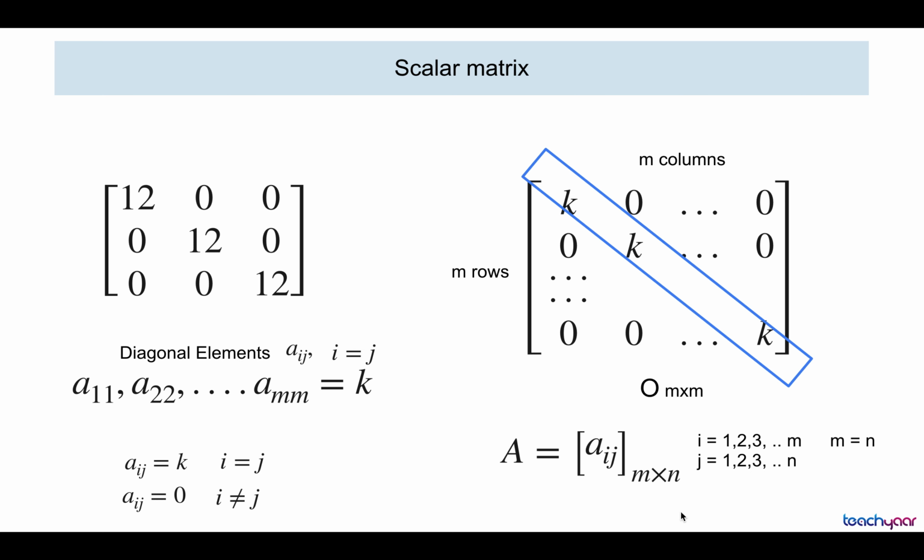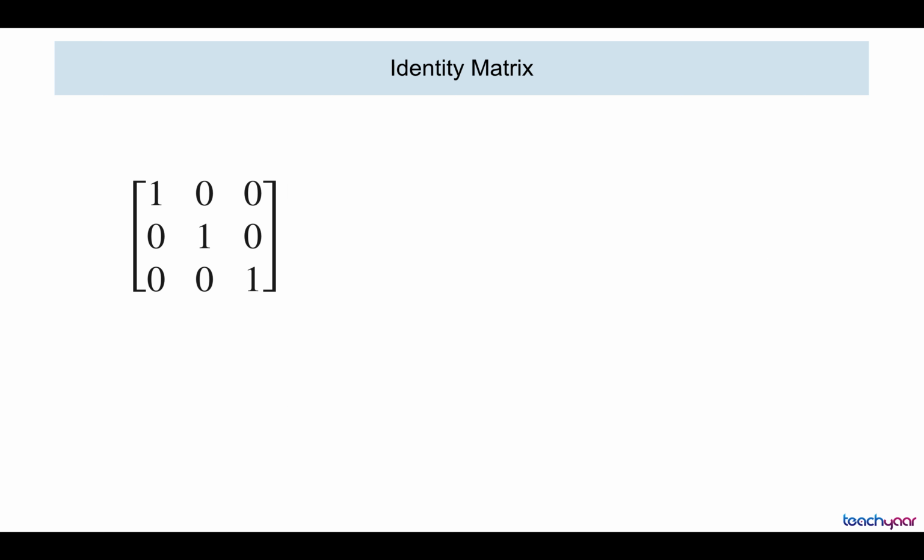Now what happens if the scalar, which means in this case k, is 1, right? I just told you that in a scalar matrix you can multiply a scalar with a matrix called an identity matrix, and an identity matrix is a matrix where all the elements on the diagonal are 1 and all the other elements off the diagonal are 0. So in this 3 by 3 matrix, a11 is 1, a22 is 1, a33 is 1, a21 is 0, a12 is 0, every other off diagonal element is 0, right?